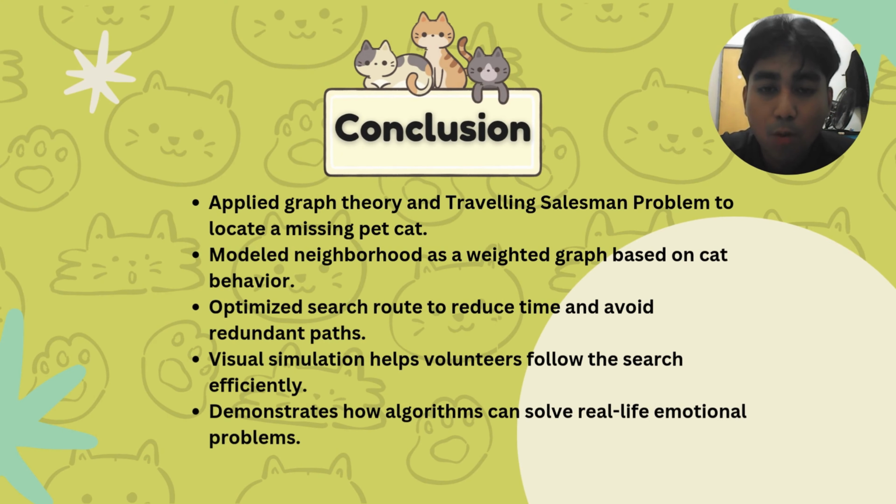In conclusion, our project shows how computer science can help solve real-life problems. We use graph theory and the traveling salesman problem to model a neighborhood and predict where a missing cat might be. By assigning weights based on typical cat behavior, we created an optimized search route that saves time and avoids unnecessary repetition. In our case, we can classify it as redundant paths. Our visual simulation makes it easy for volunteers to follow the path. This project proves that algorithms are not just technical, they can also bring comfort and connection in emotional situations.